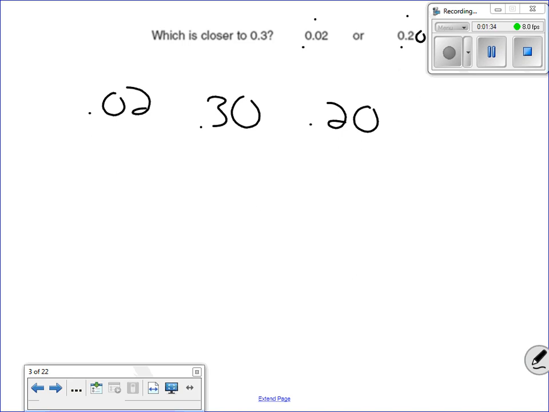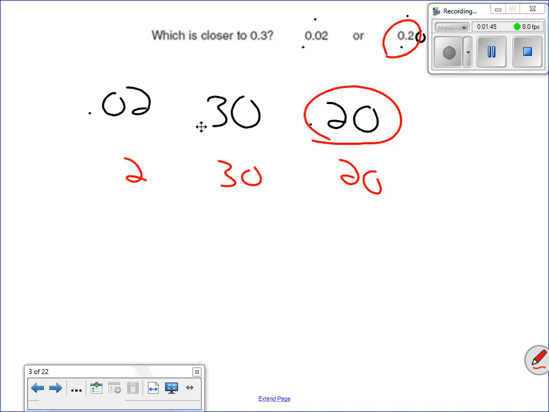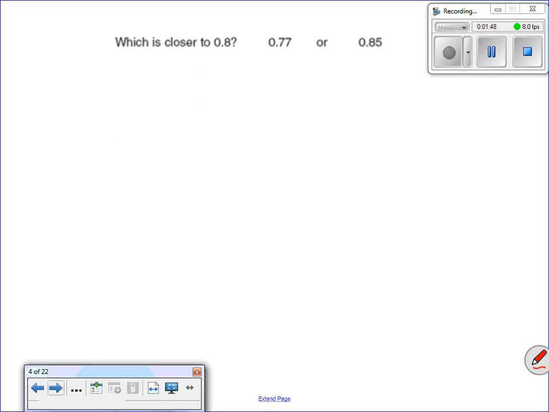Now I'm going to be able to read this number as the number 2, this number as the number 30, this one as the number 20. So which one's closer to the number 30? 0.2 is. Not 0.02.